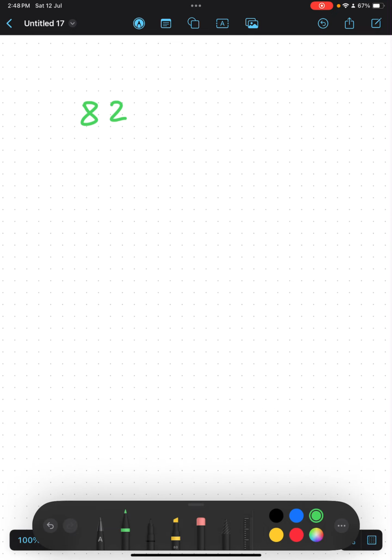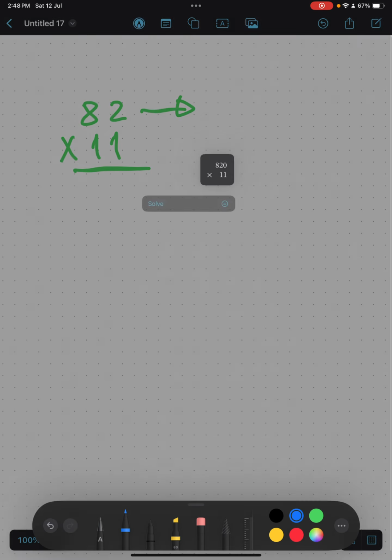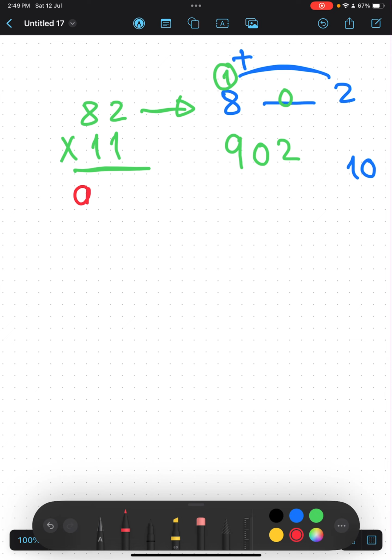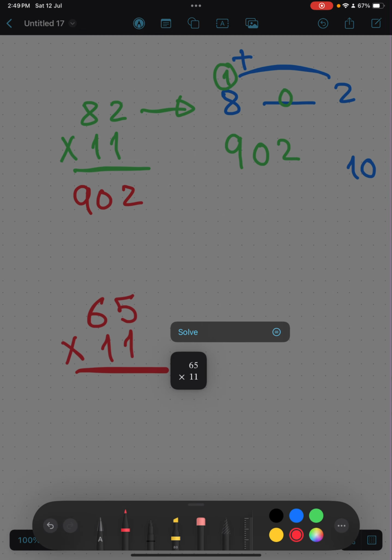How do we multiply 82 times 11? First, we write 8 space 8 space 2. Then we add. We have 10. How do we write 10? Write 0, carry up 1. 1 with 8, 9, 0, 2. The answer is 902.